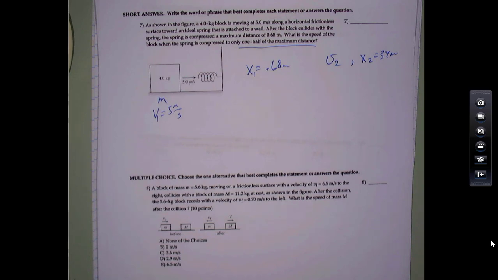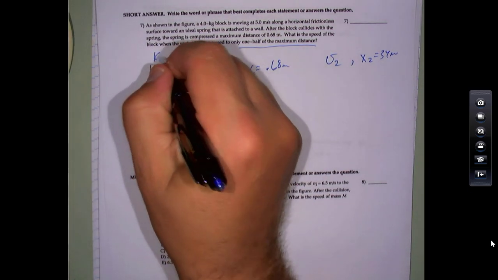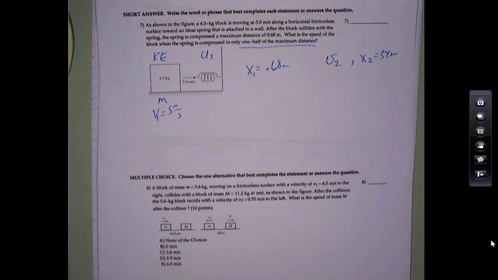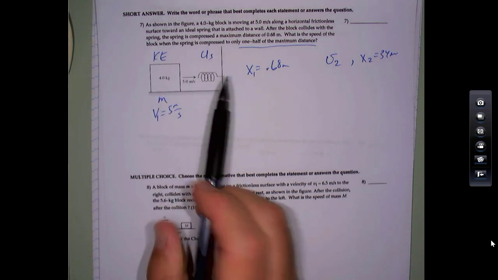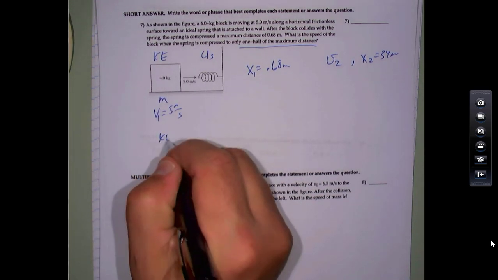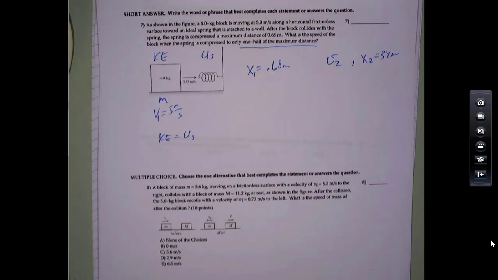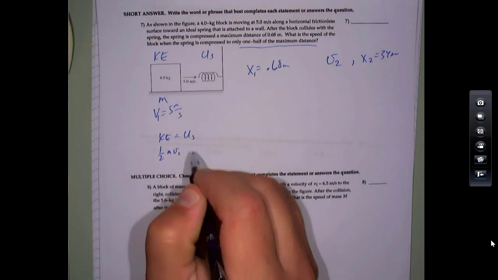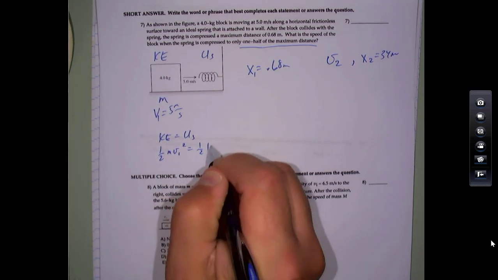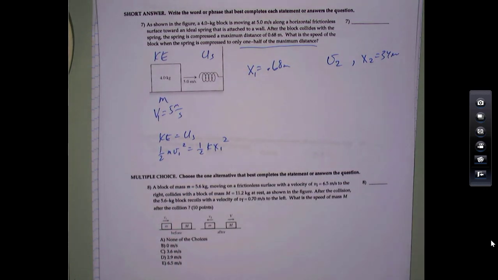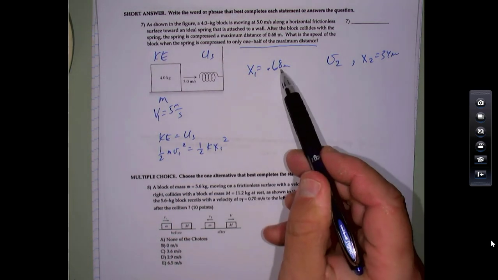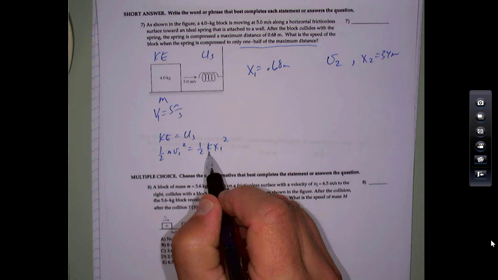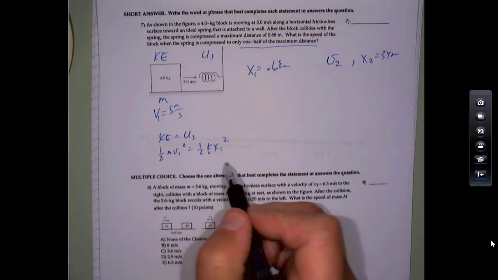Okay, so the idea here is we're taking kinetic energy and turning it into spring potential energy. Now in the first part, all of the kinetic energy becomes spring potential energy. So all of the kinetic energy becomes spring potential energy when it's compressed the most it can be. So this would be 1/2 mv1 squared is equal to 1/2 kx1 squared. Now they tell you what x1 is, and we know what v1 is, we know the mass, so we can use this formula to figure out the spring constant. So that's kind of the first part.